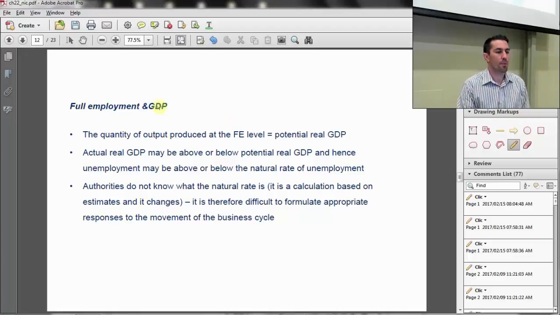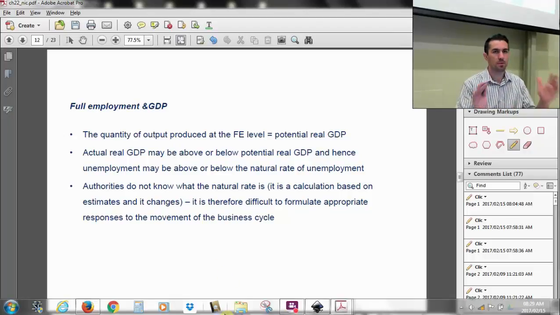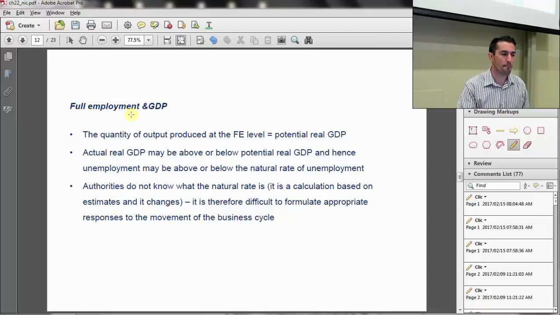How is full employment related to GDP? And what I will do in a moment is draw a diagram of this on a separate document, just to reiterate all the points we've made. Full employment and GDP. The quantity of output produced when we are at the full employment level, so when we are at full employment, then we are producing what we refer to as potential GDP. Of course, actual real GDP may be above or below potential GDP, and hence unemployment may be above or below the natural rate.